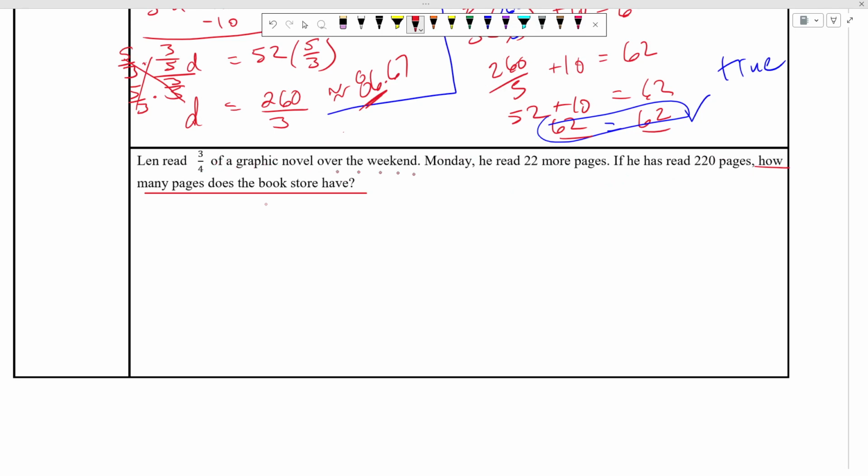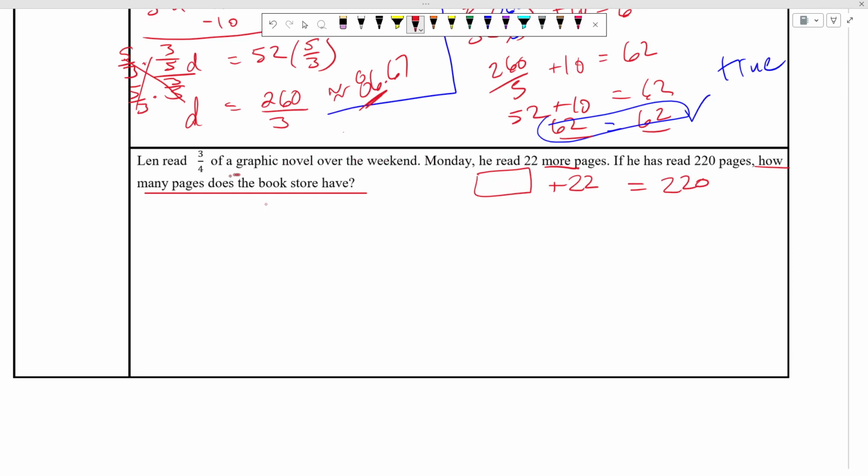He read a graphic novel. Monday he read this many more pages. More pages would indicate plus, so plus 22. If he has read a total, it doesn't say the word total, but it is implied, of 220, total implies not only addition on this side between stuff, but it also implies an equal sign. So equals 220.